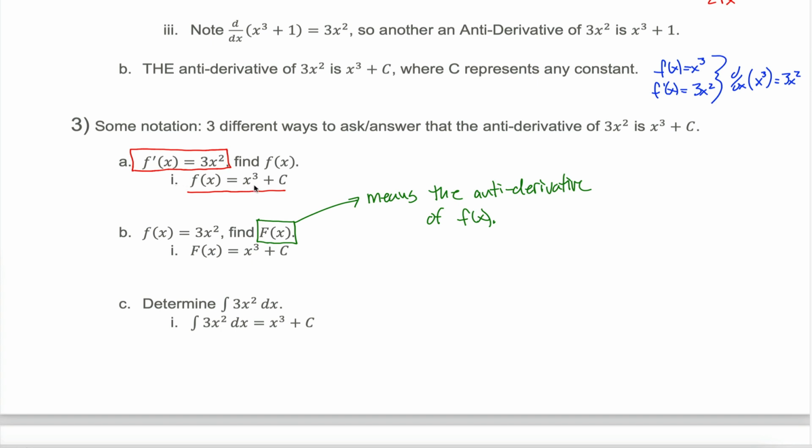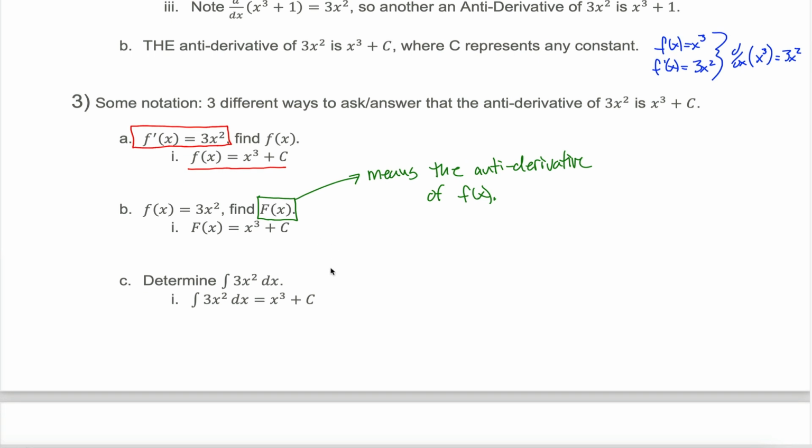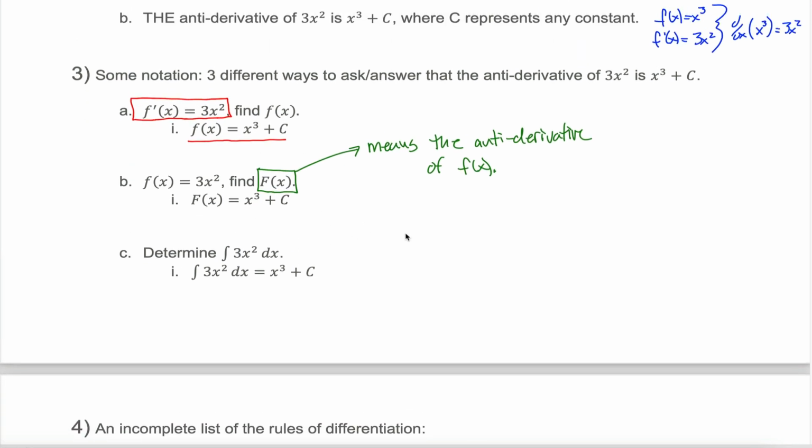This equality and this equality encapsulates the fact that the antiderivative of 3x squared is x cubed plus c. And this equality together also encapsulates that exact same information. But could we do it all in one line? Absolutely we can. We just need a new symbol. We need the antiderivative version of this d over dx symbol.